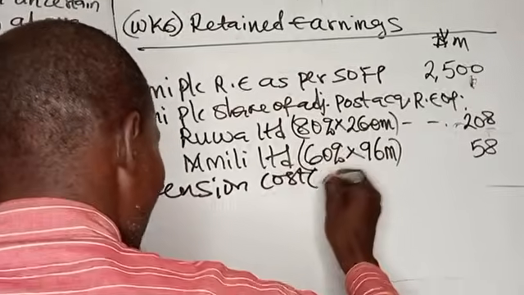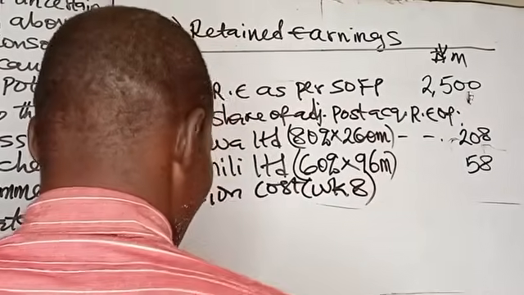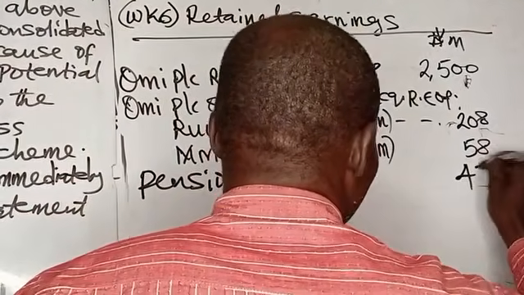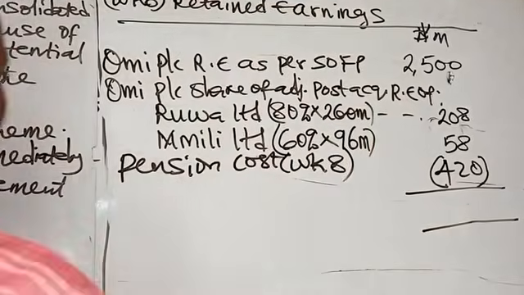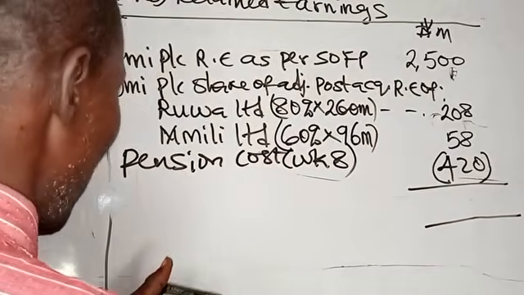Pension cost, that is working rate. We have 420. So cost, expense, so you deduct it. Expenses will lead to reduction in profit. So now let's adjust that.